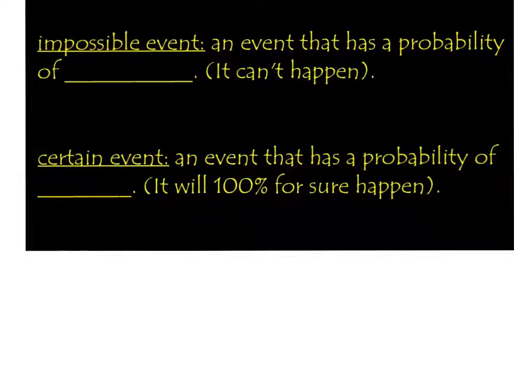So a couple vocab words that you can put in your notes. The first one is an impossible event. It's an event that has a probability of, the word you're going to fill in there is 0. Impossible events have a probability of 0, 0%, 0. A certain event means for sure it will happen. And that event has a probability of 1. That is 100%, but the number for it is 1.